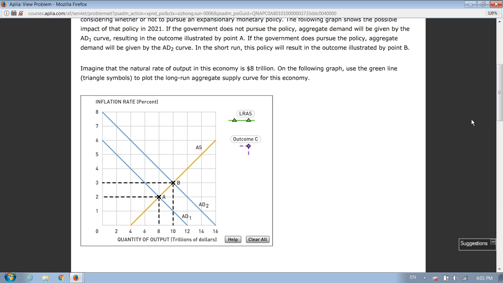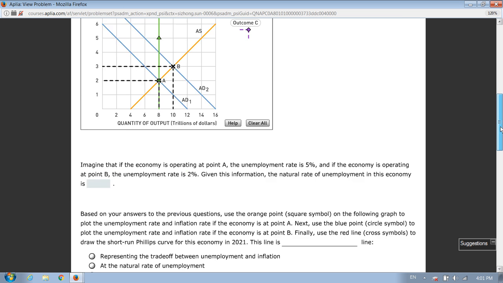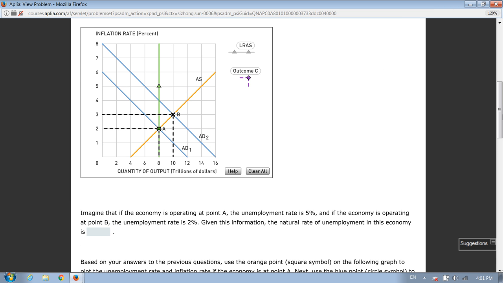On the following graph, use the green line to plot the long-run aggregate supply curve for the economy. We are told that the natural rate of output is $8 trillion. So the long-run aggregate supply curve is a vertical line at the natural rate of output, which is 8. So this is the long-run aggregate supply curve.